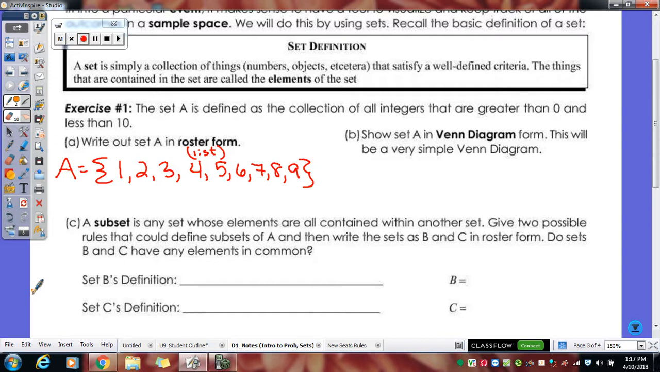So show set A in Venn diagram form. This will be a very simple Venn diagram because we only have the one set, so you have just one circle. We label it as A because we are dealing with what we call set A. And then you just write all your numbers in there, 1 through 9.